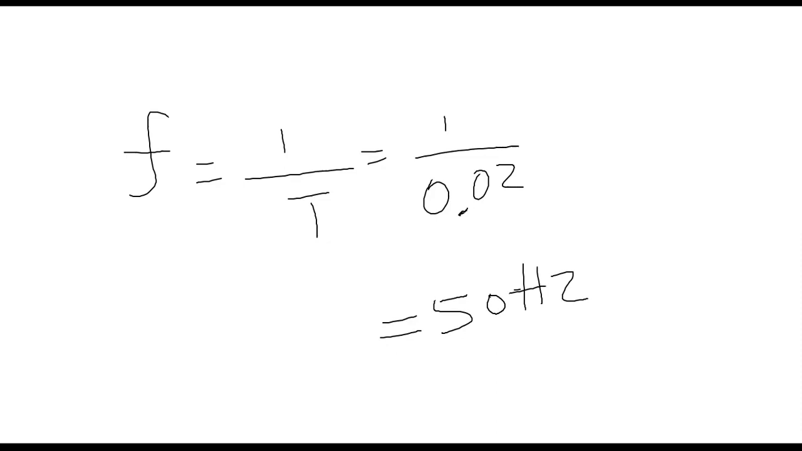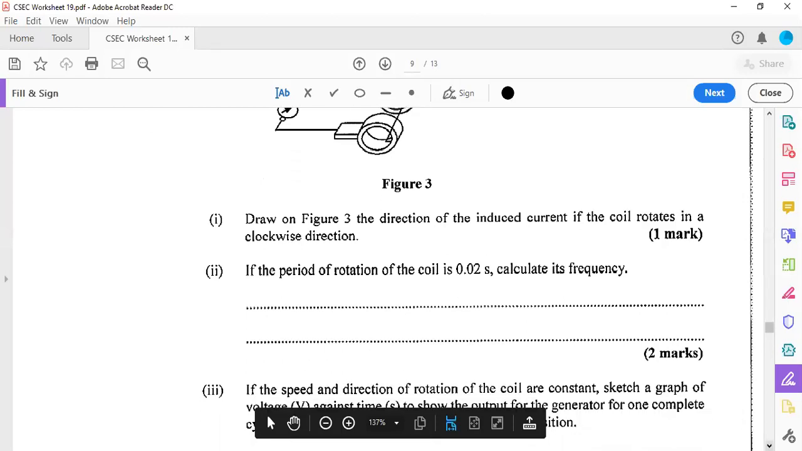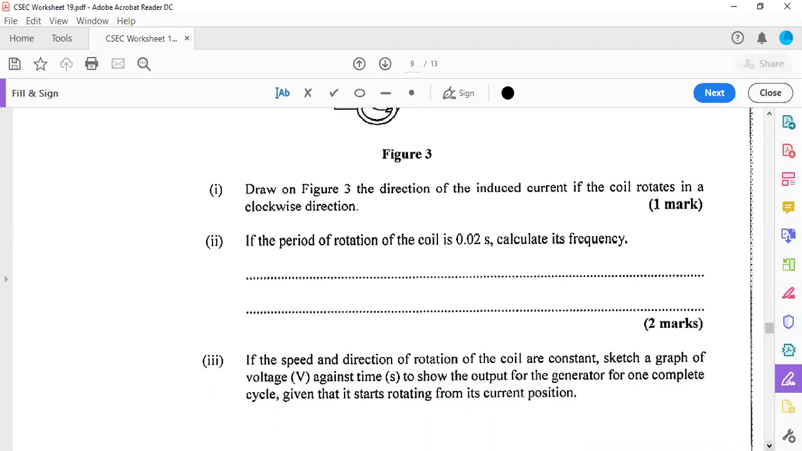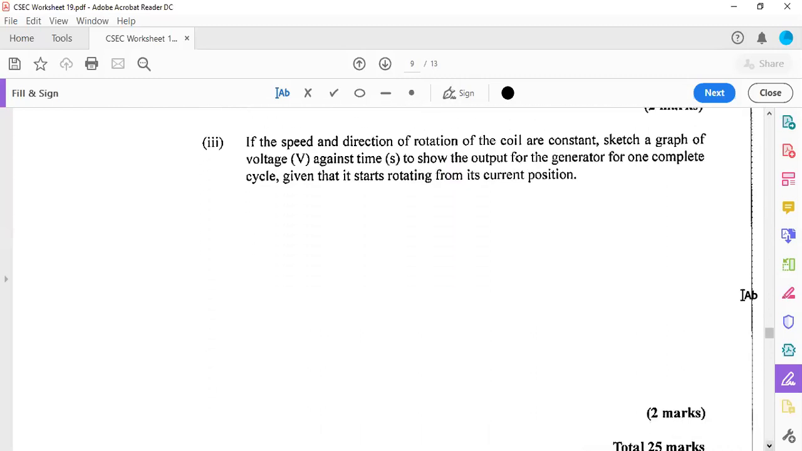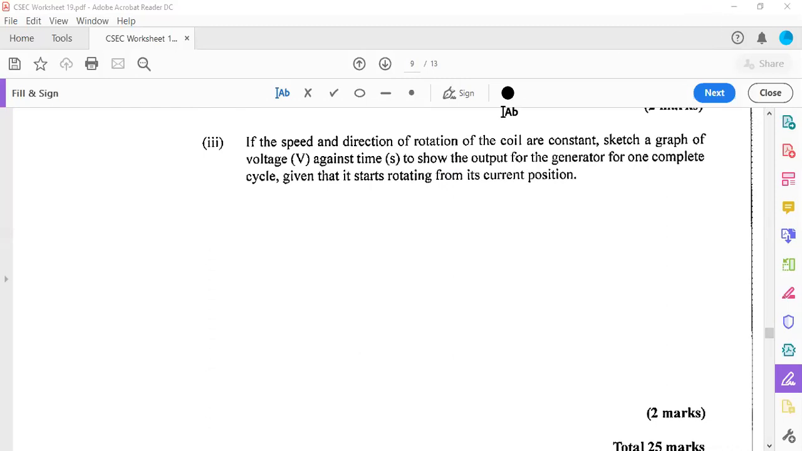So that's the calculation for this part of the question. Calculate the frequency. F equals 1 over T, 1 over 0.2 seconds. You get 50 hertz. They said, as I said here in the question, if the speed and direction of rotation of the coil is constant, sketch a graph of voltage versus time to show the output of the generator for one complete cycle, given that it starts rotating from its current position.